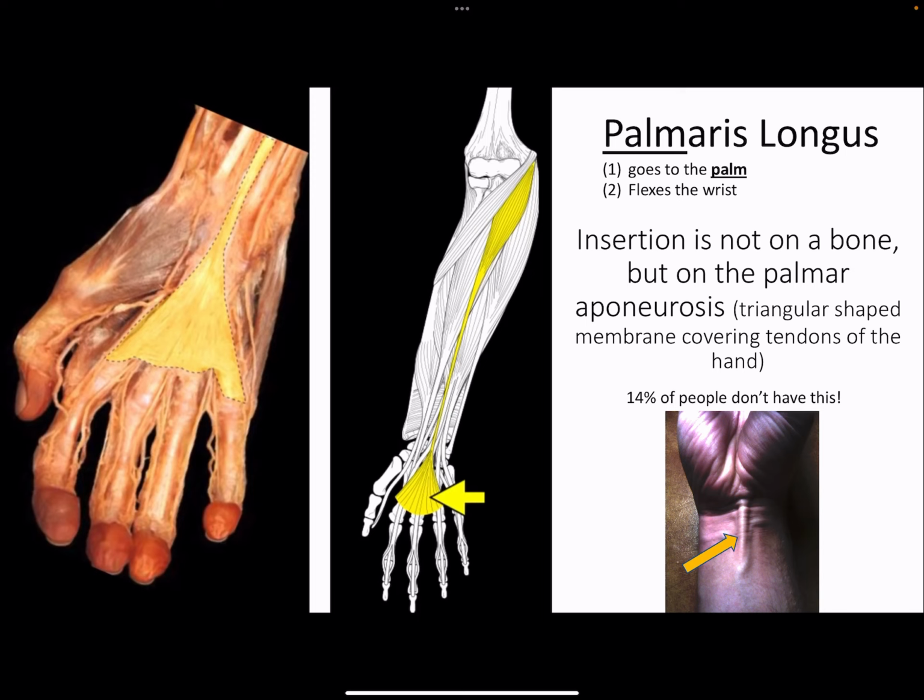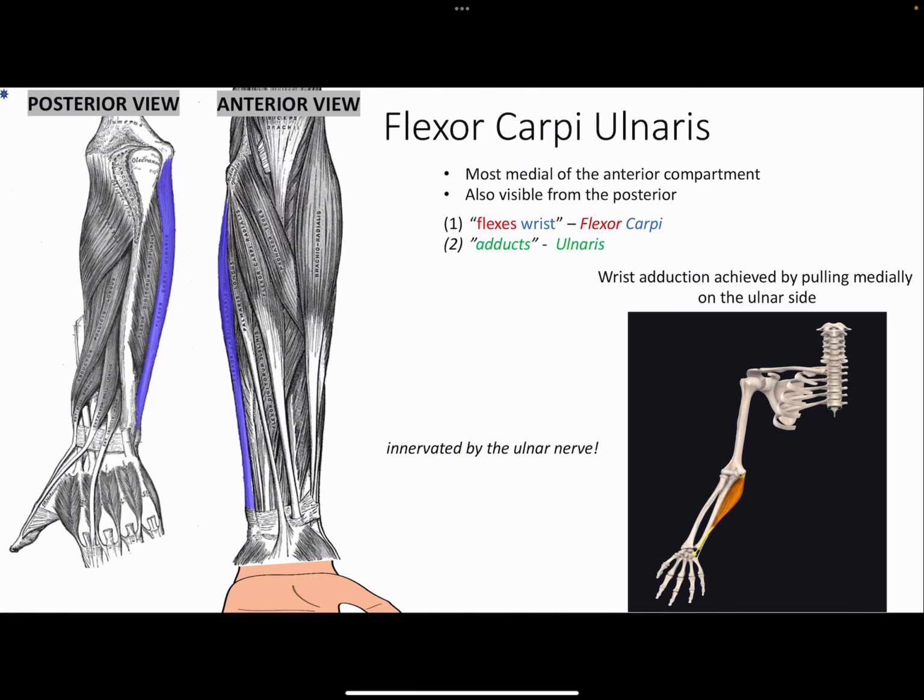Palmaris longus. So not actually everybody has this. You can sometimes see it right here if you flex your wrist. Like 15% or something of people do not have that. It also doesn't insert on a bone. Most of these things have an origin and insertion on a bone. This thing technically inserts into the palmar aponeurosis, which you can kind of see right here. It is going to as well flex the wrist, but it's really not that important of a muscle. Obviously, if a bunch of people are missing it, it must not be that important.